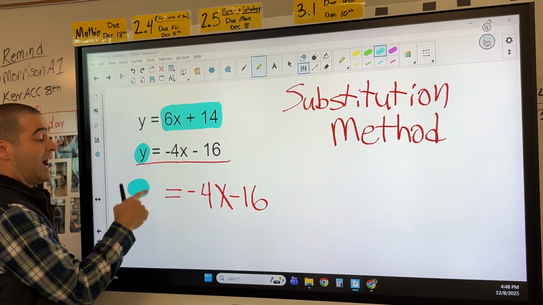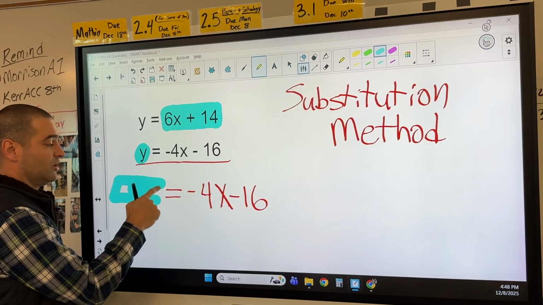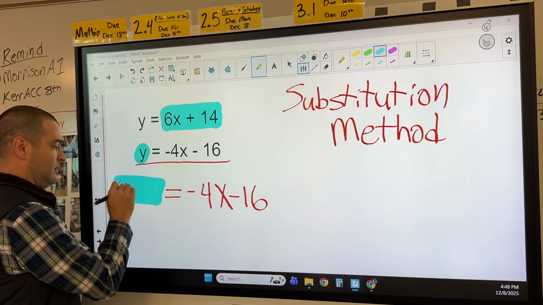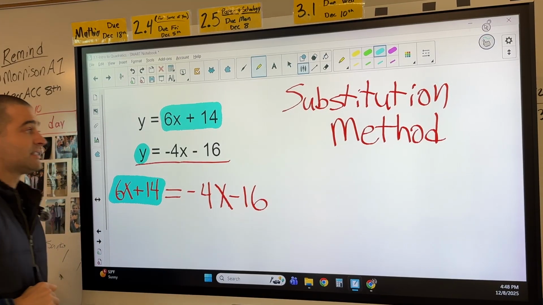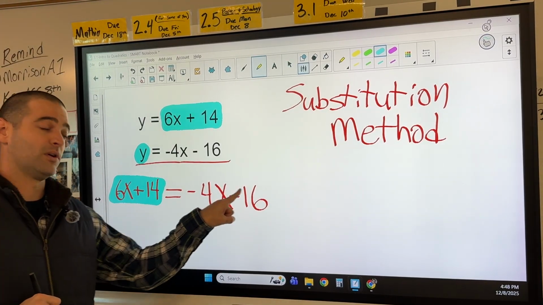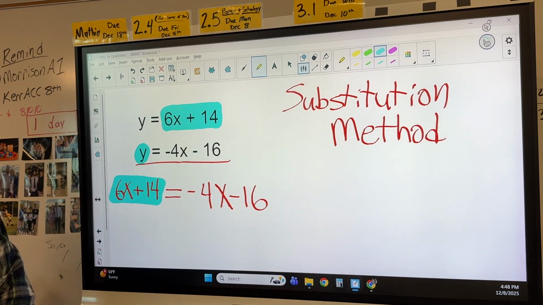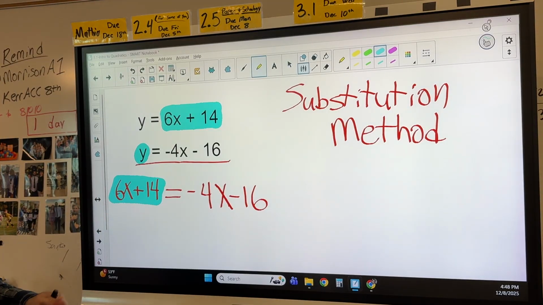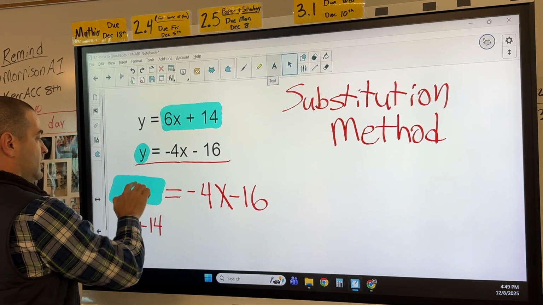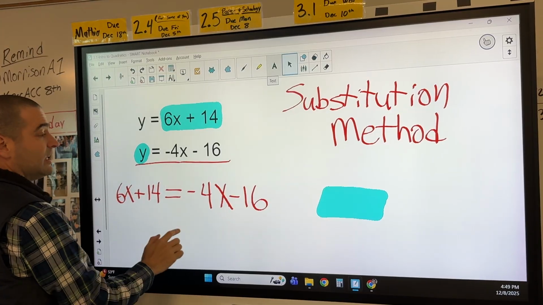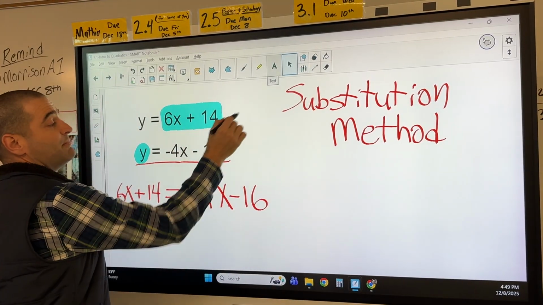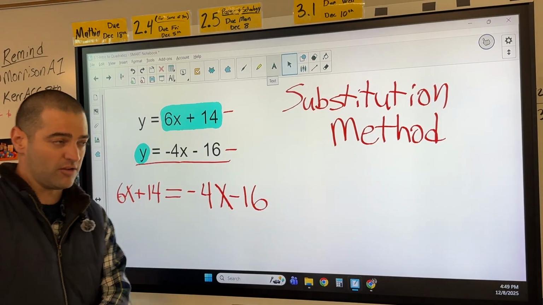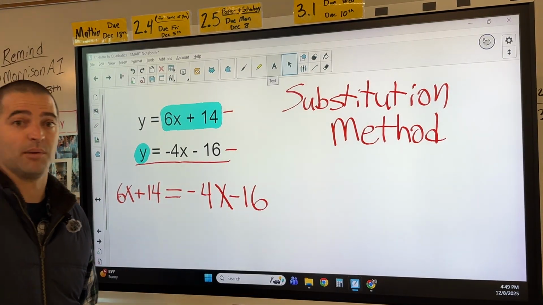But instead of putting y here in blue, I want to make a substitution. What is equal to y? Well, 6x plus 14 is equal to y. So that's still y equals negative 4x minus 16. I just made a substitution here. Instead of showing y, it's something that is equivalent to y in its place. Let me get rid of the blue because that's just in the way. So this is now an equation that we created. We kind of combined both of these equations into one new equation that has only one variable, and that is solvable.